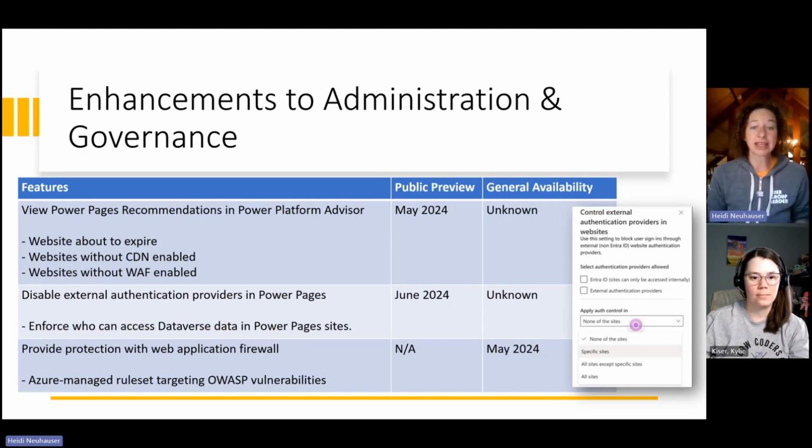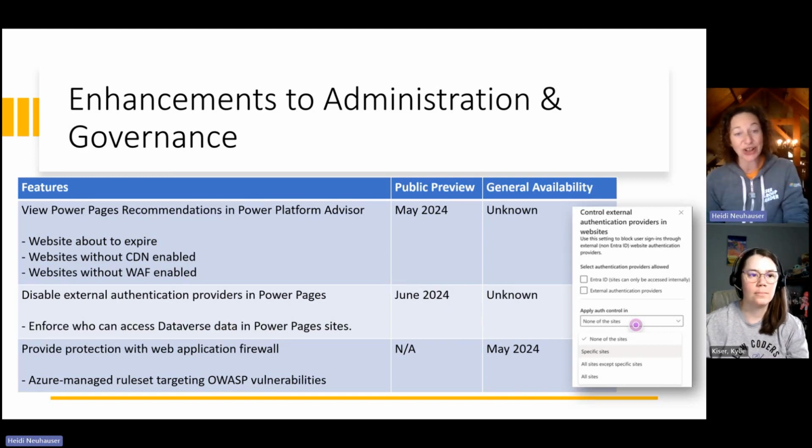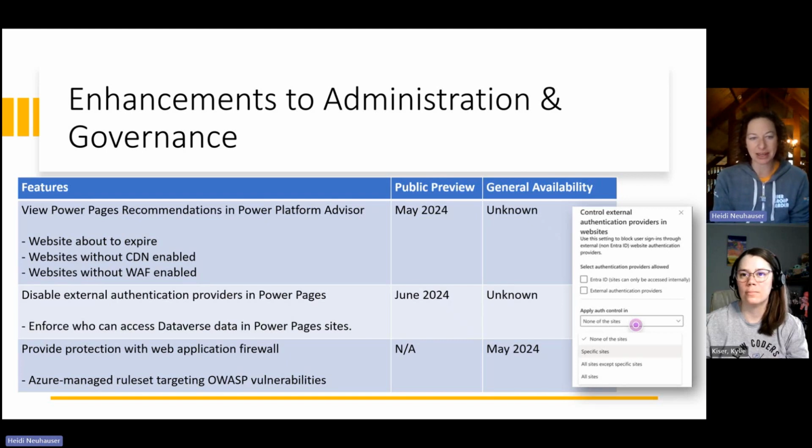The second one is the ability to disable external authentication providers in Power Pages. So this is great from a security perspective, right? You can enforce who can access the Dataverse data within your Power Pages site. And finally, you can provide protection with web application firewall. You can see a screenshot of that on the right. Oh, actually, the screenshot's on the second one. That one doesn't have a public preview date, but general availability will be later this month.